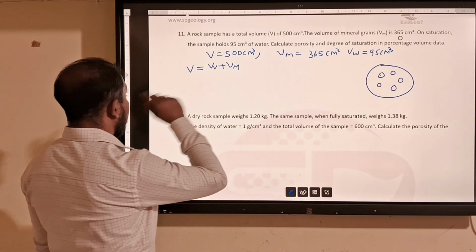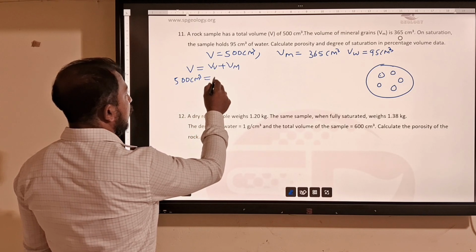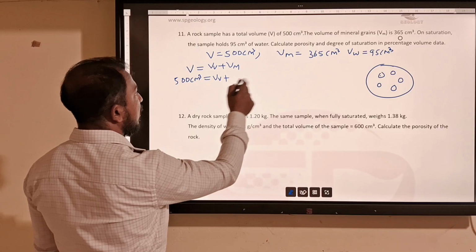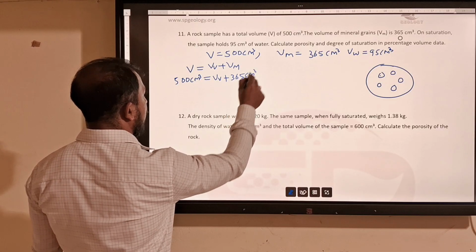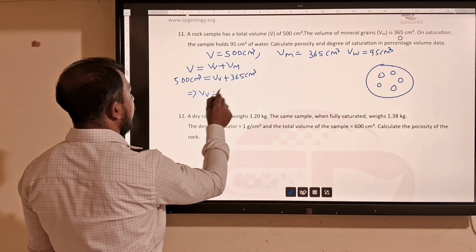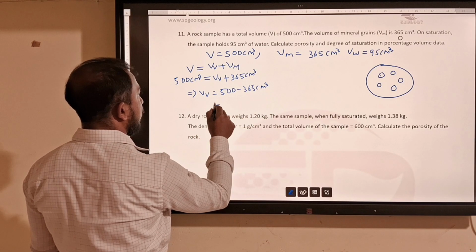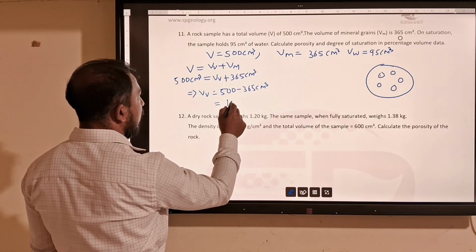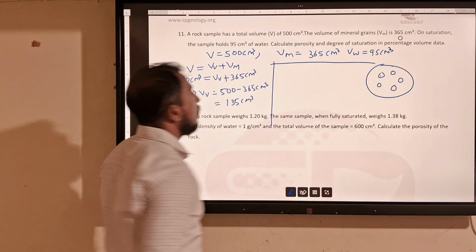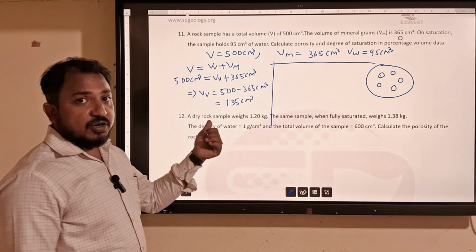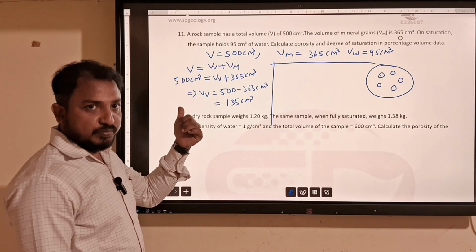Now total volume is given 500 centimeter cube. Volume of voids we have to calculate. Volume of mineral grain is given, 365 centimeter cube. So volume of void will be 500 minus 365, which is 135 centimeter cube. So now we have the volume of the voids.